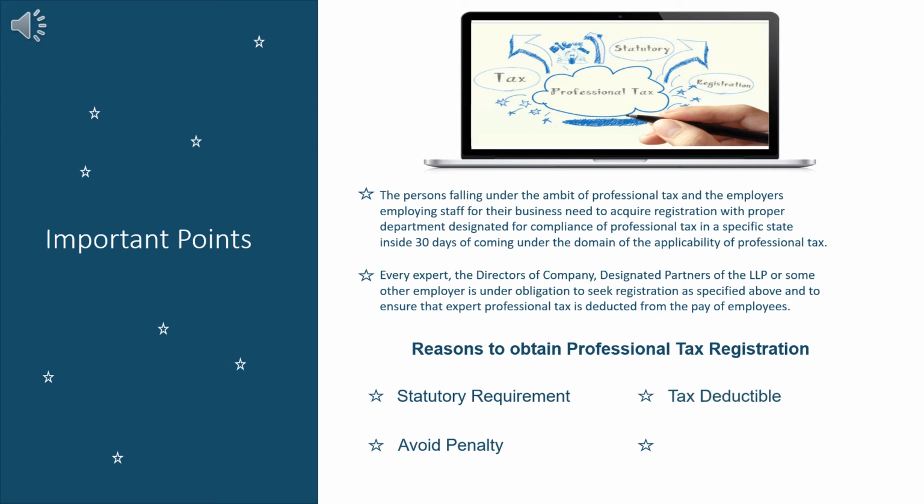Tax deductible: a deduction from salary can be claimed by the taxpayer on account of professional tax paid. The deduction for professional tax will be allowed in the year in which the tax is actually paid by the employee. Easy compliance: compliance with professional tax regulation is easy. Professional tax registration can be obtained easily and compliance maintained easily.